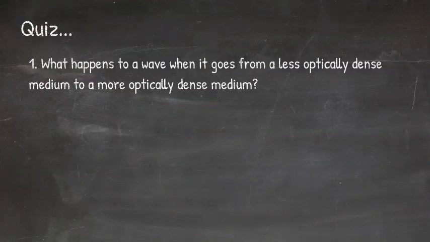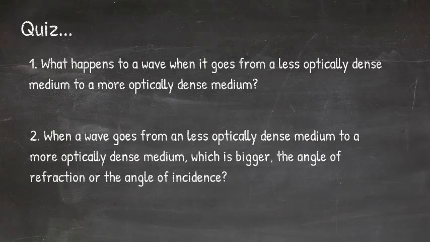Alright, time for the old-fashioned quiz. What happens to a wave when it goes from a less optically dense medium to a more optically dense medium? 2. When a wave goes from a less optically dense medium to a more optically dense medium, which is bigger, the angle of refraction or the angle of incidence?